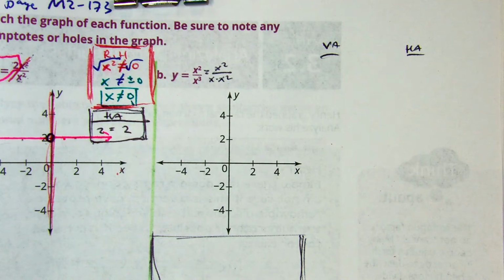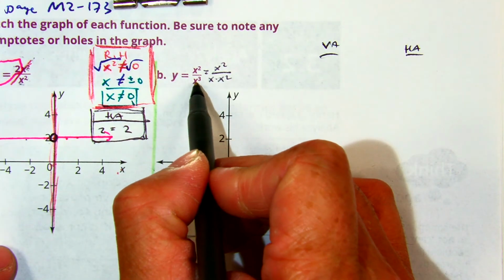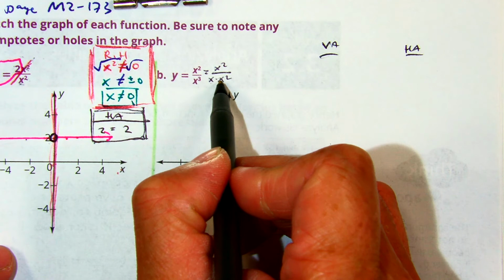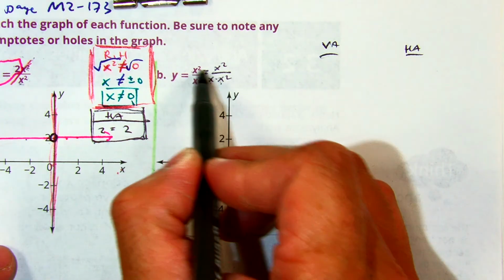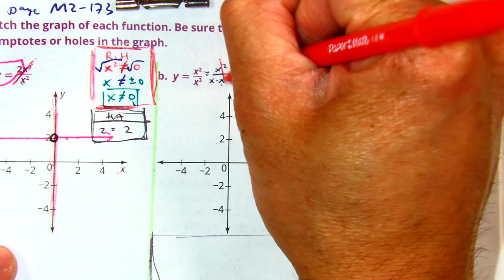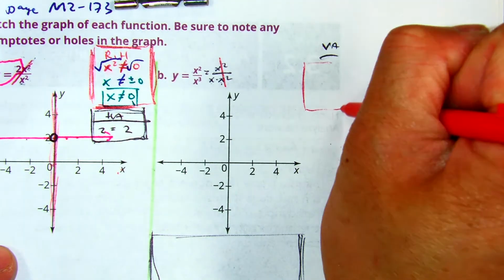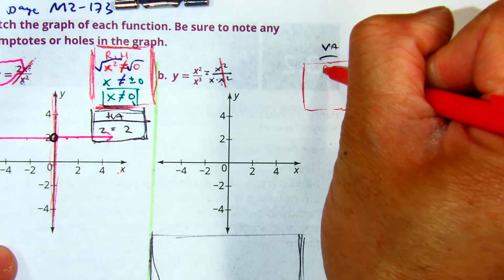Step-by-step, 5b. You're given x squared over x to the third. You need to figure out your vertical and horizontal asymptotes. We recognize that x cubed is really x times x times x, and x squared is just x times x. If I cancel those together, class, that's called a removable hole. What do I write in this box?